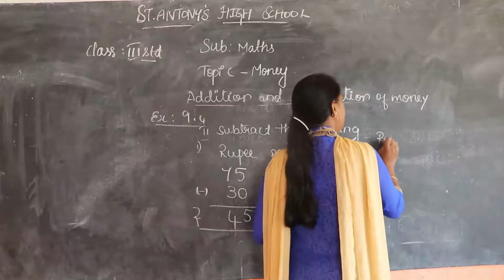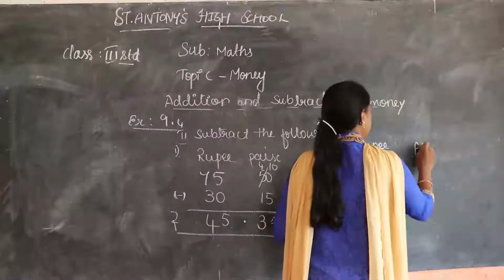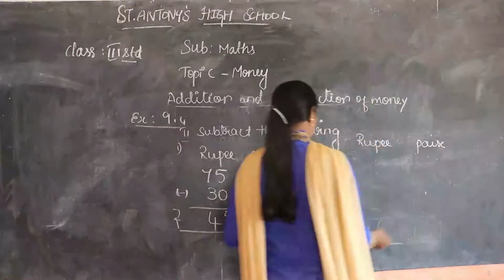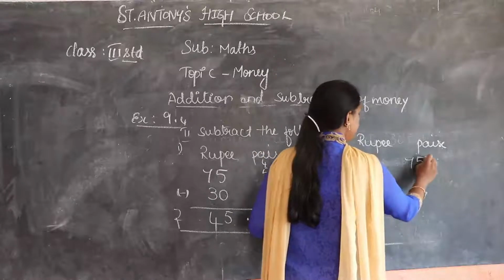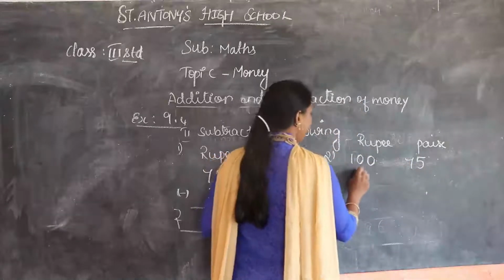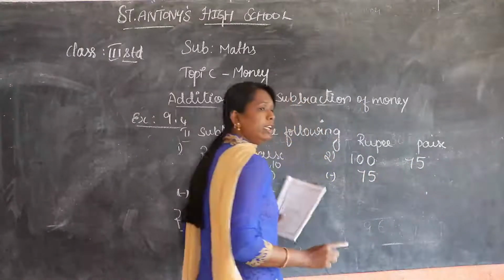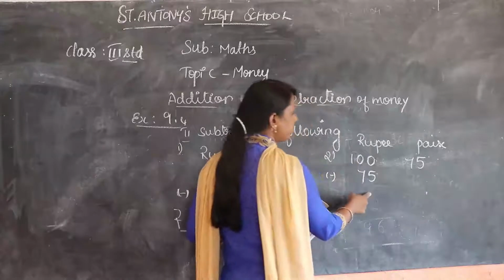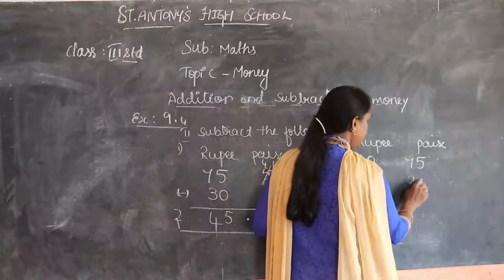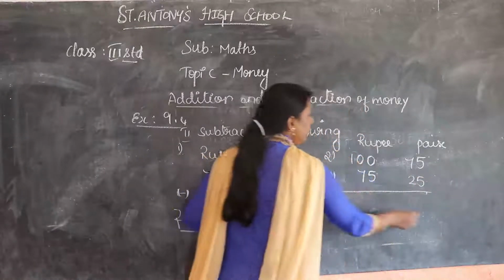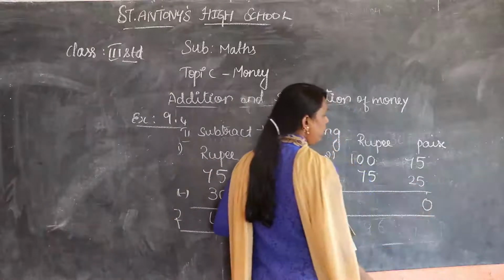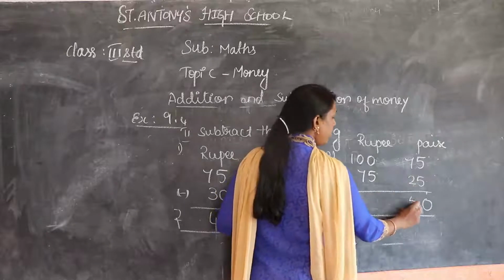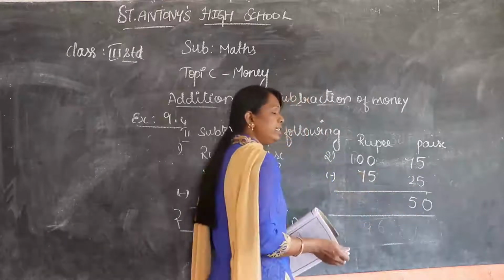Write down the rupees column and the paisa column. Okay? 100 rupees 75 paisa minus 75 rupees 25 paisa. Write down the numbers in the correct places. Subtract: 5 minus 5 becomes 0. 7 minus 2, 5. Here 0 is there.